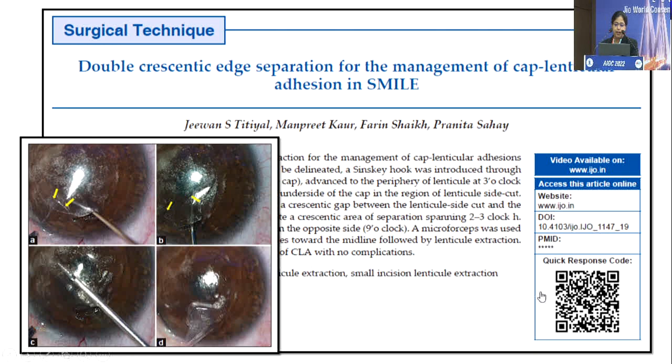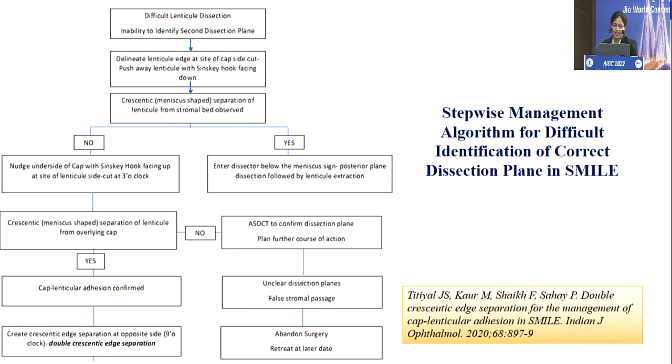Now, double concentric edge separation has been described by us to manage cap lenticular adhesion, in which once the lenticule is stuck to the overlying cap, you can go in with the same maneuver that I described from both edges and then separate the lenticule till the midline from both sides so that the side cut tear does not extend and you do not end up with cap tear. Otherwise, this peeling of the lenticule does lead to smile shaped side cut incisions as I showed in my first slide. Then we have described a stepwise management algorithm for difficult identification of the correct dissection plane in SMILE.